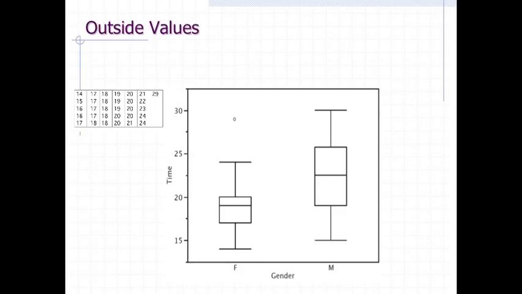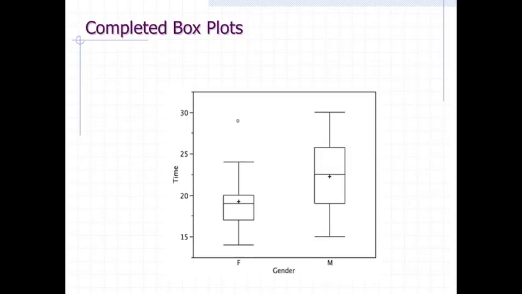Outside values are indicated by small o's. Values that are beyond the outer fence are called far-out values. These far-out values are marked as asterisks. We have no far-out values in these data. There is one more mark to include in box plots, although sometimes it is omitted. We indicate the mean score for the group by inserting a plus sign. This figure provides a revealing summary of the data.